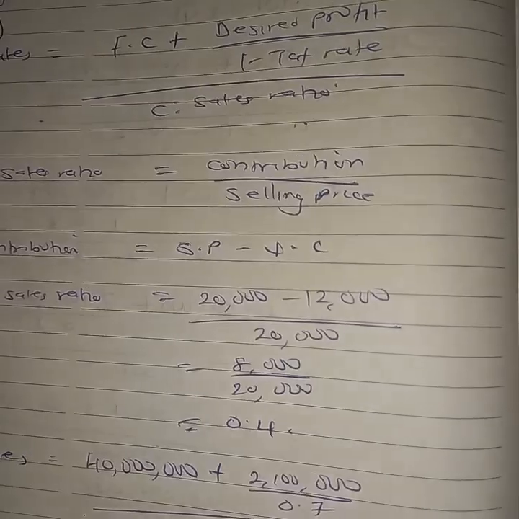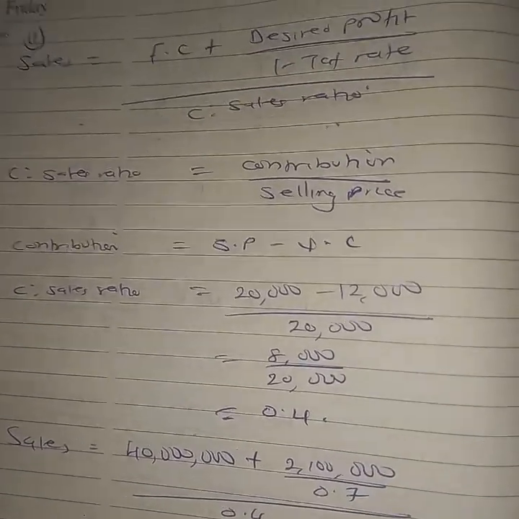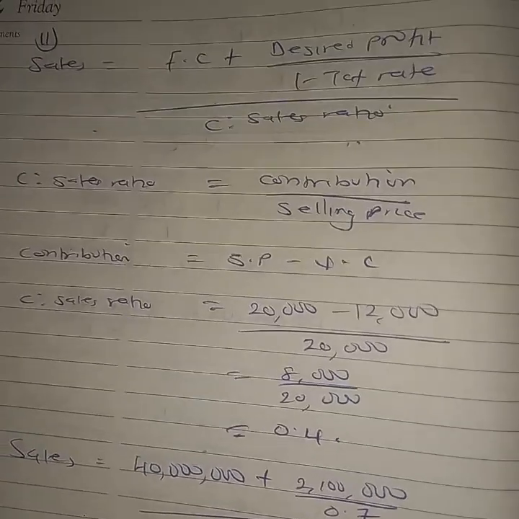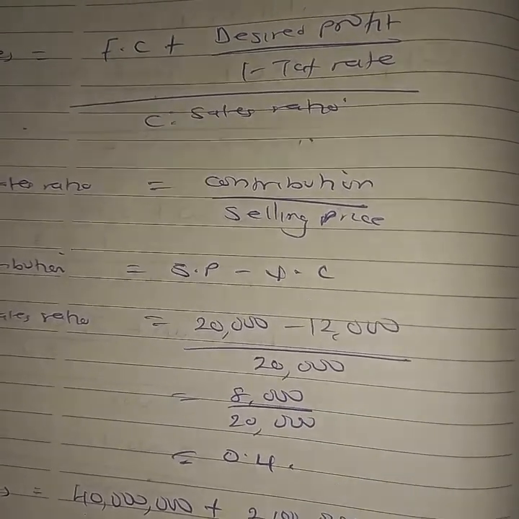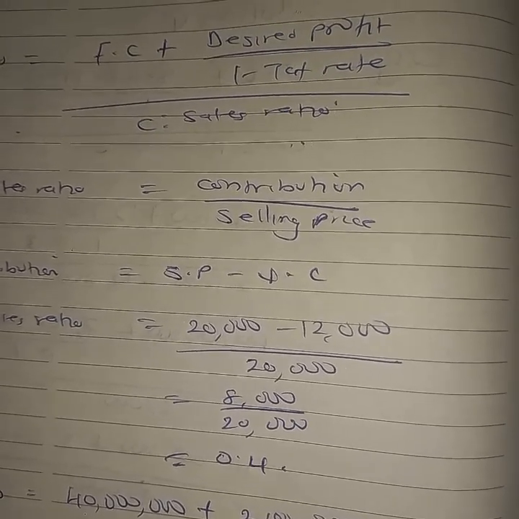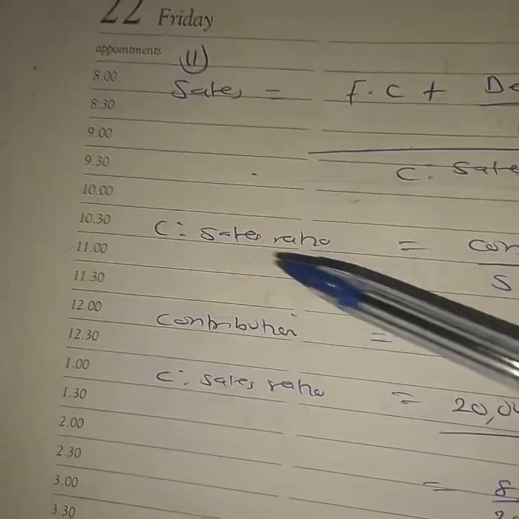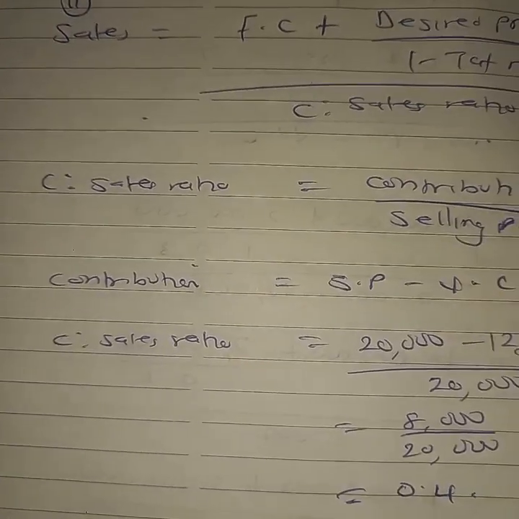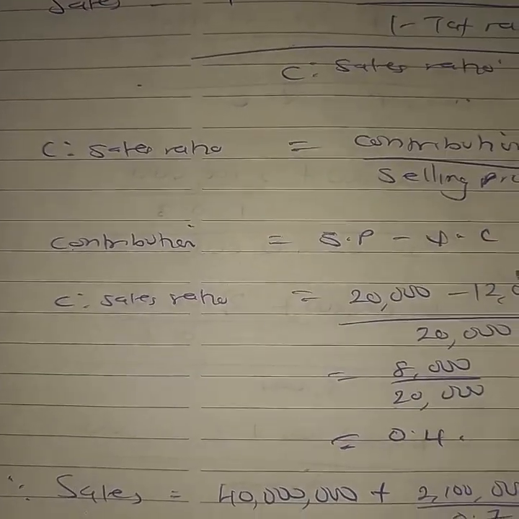Well and good. Roman 2 required us to get the sales figure. So the sales figure to make is equal to fixed cost plus the profit after tax out of 1 minus tax rate, divided by the contribution sales ratio. But we all know the contribution sales ratio is equal to contribution out of the selling price. And our contribution is always selling price minus the variable cost.